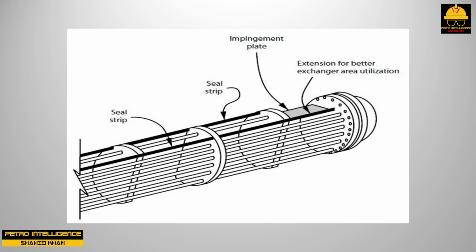Normal design practice is to end both seal strips at the first tube support baffle. This is wrong design practice. It allows the shell side flow to bypass the exchanger area between the tube sheet and the first tube support baffle. To avoid this problem, the seal strip at the edge of the first tube support baffle must be extended to the tube sheet shown in picture.